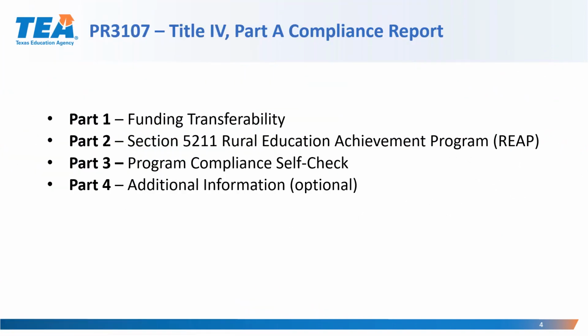Now the presentation will move through the 5 parts of the Title IV Part A Compliance Report. Part 1, Funding Transferability. Part 2, Section 5211, Rural Education Achievement Program. Part 3, Expenditures and Use of Funds. Part 4, Program Compliance Self-Check. And Part 5, Additional Information, which is optional.